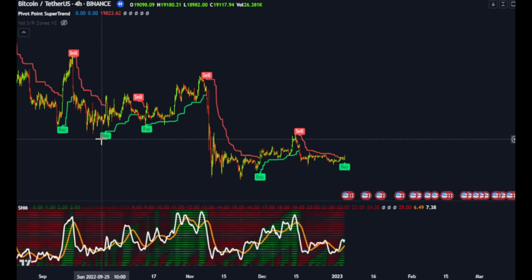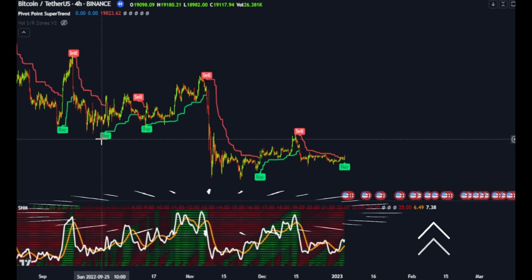As you can see here, we have the stochastic heat map indicator, which shows us visually how the stochastics have developed in different timeframes. At the bottom of the indicator we see the smallest timeframes because they react quickly to the movements. In the upper part we see the higher timeframes because their reaction is slower but more stable.